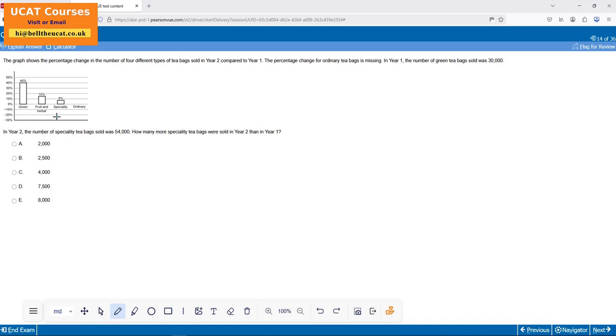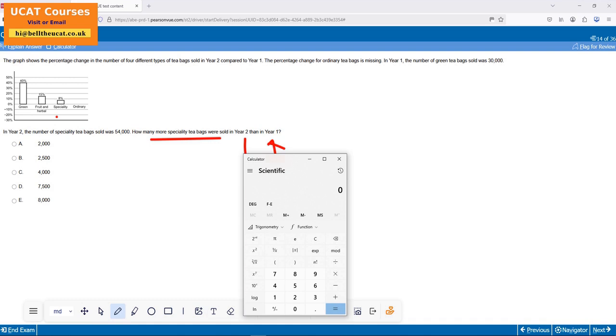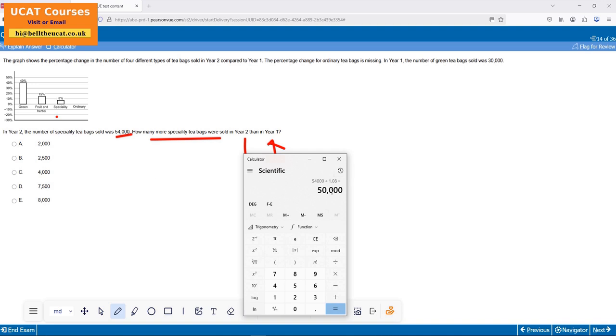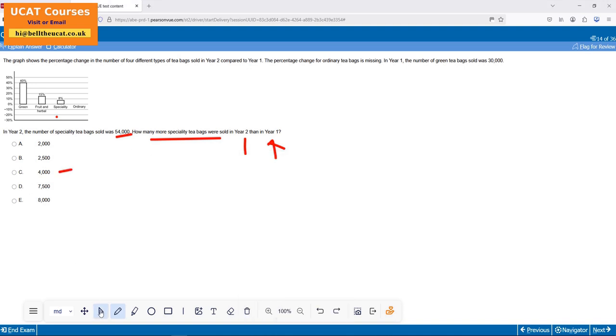The number of specialty tea bags in year 2 was 54. How many more specialty tea bags were sold in year 2 than year 1? I need to find out how much in year 1, because I'm going back: reverse percentages. If you remember, that's one of the tricks to know. Sorry again, I'm trying to cover as much as we can. Divided by 1.08, 50,000. 50,000 take away 4,000, 54,000. So in my calculator, I got 50,000. 54 take away 50 is 4, so 4,000. Option C is what we've got.